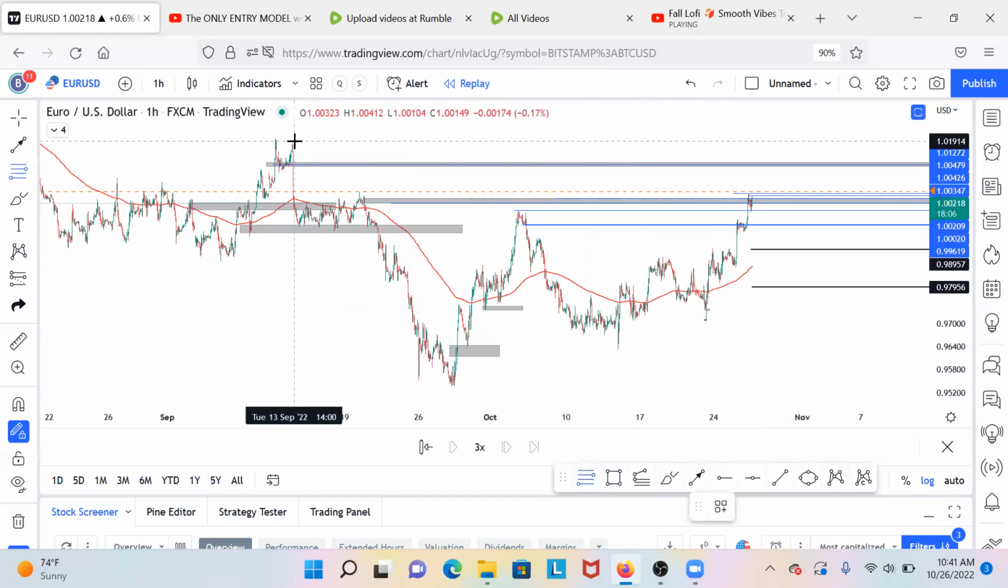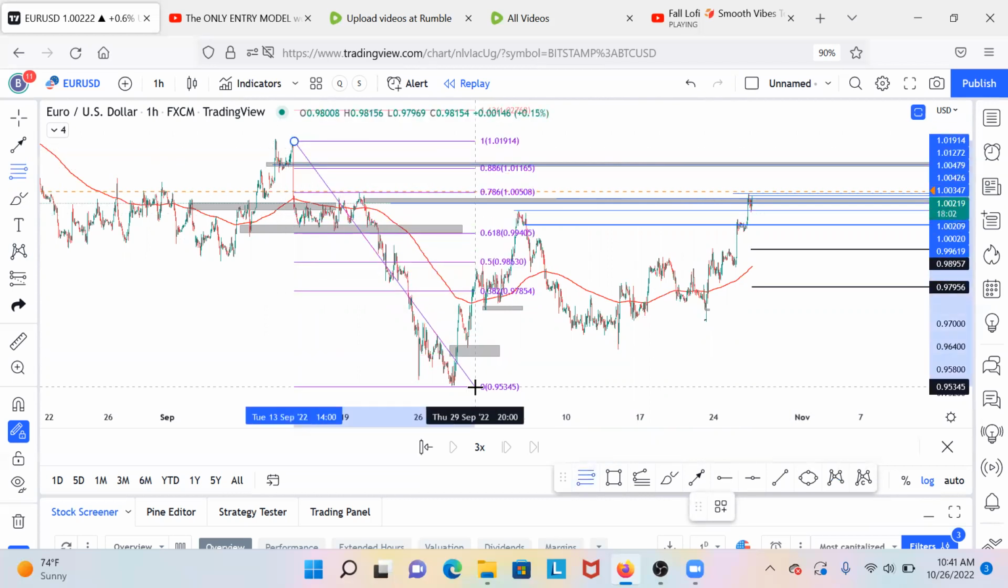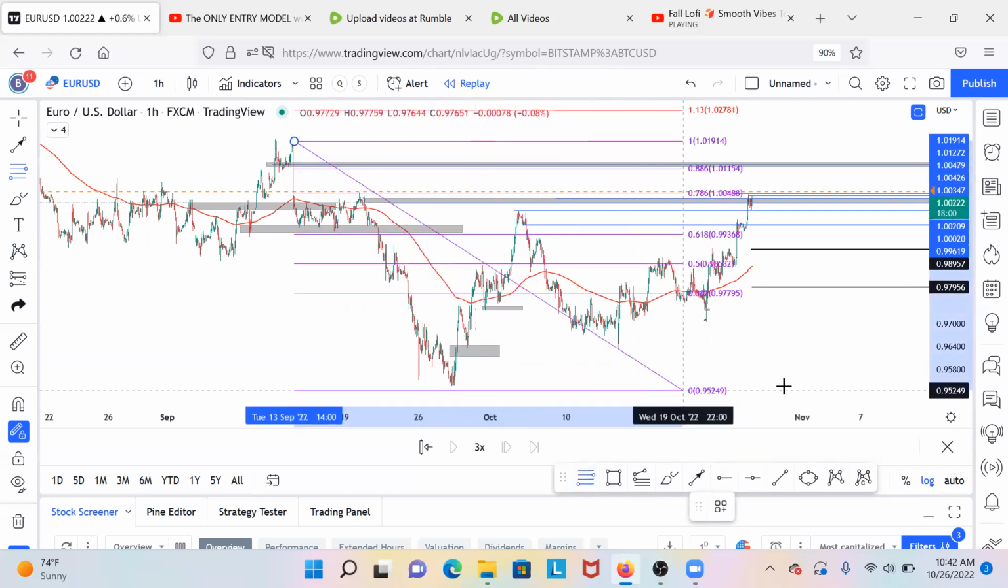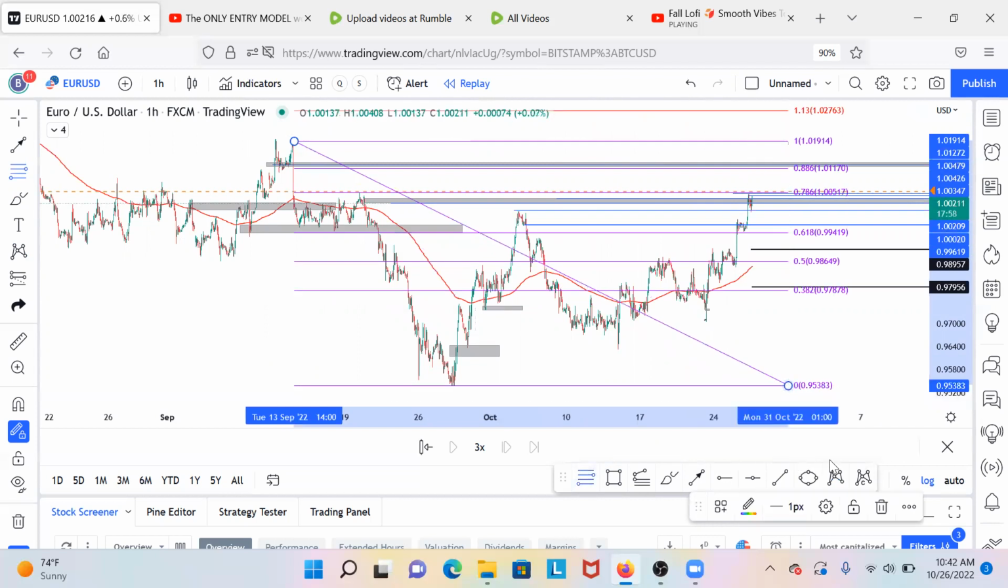So taking my fib from the entirety of this move, from this level of resistance all the way back down to the support level right here, I'm looking for, let me just drag this over to my right, I'm looking for the price to push up to that 78.6 area right here. You can see how the market came right up into that 78.6. And this is where I'm looking to get involved in that trade.